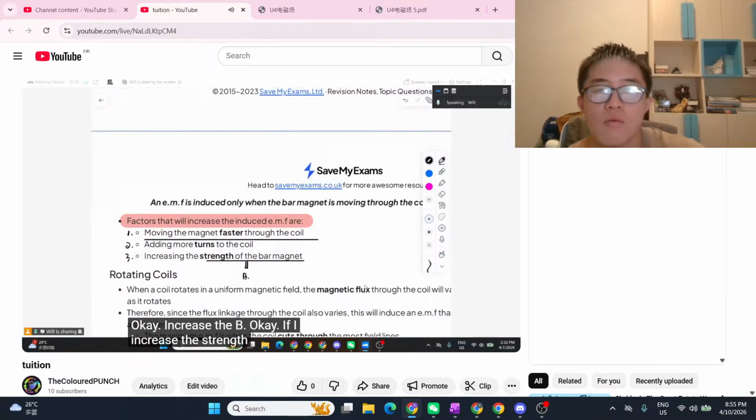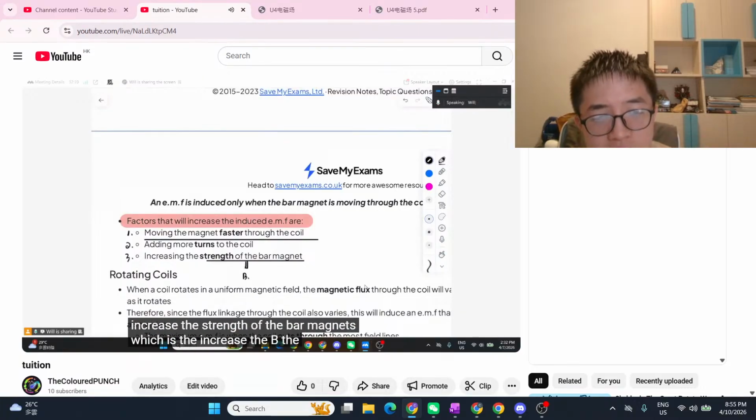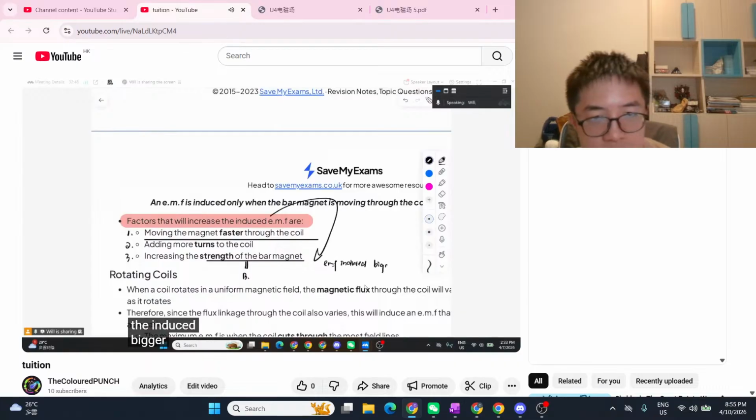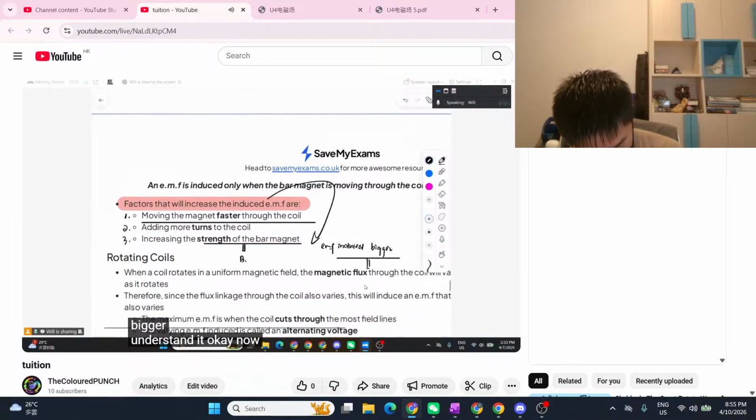If I increase the strength of the bar magnet, that increases the magnetic flux density. That changes the density, so it is bigger, and the induced EMF is bigger. The induced EMF is NBA over T, bigger. Understand it?